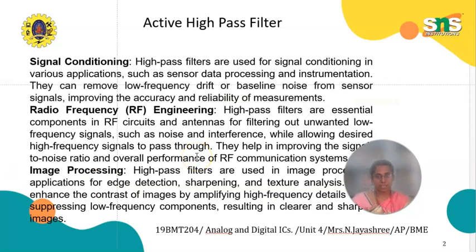Next one, signal conditioning. What do you mean by signal conditioning? We need to receive the signal properly, right? Whether it is a TV signal or radio signal, only then can we hear everything or see everything. That is the signal conditioning we do with this high pass filter. High pass filters are used for signal conditioning in various applications such as sensors, data processing and instrumentation. They can remove low frequency drift or baseline noise from the sensor signals, improving the accuracy and reliability of measurements.